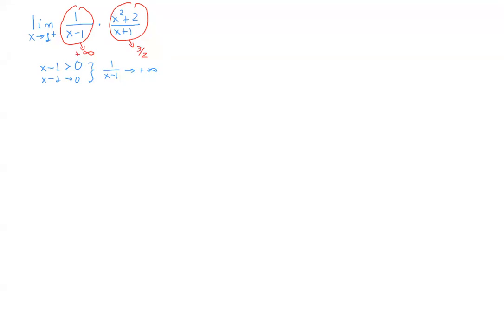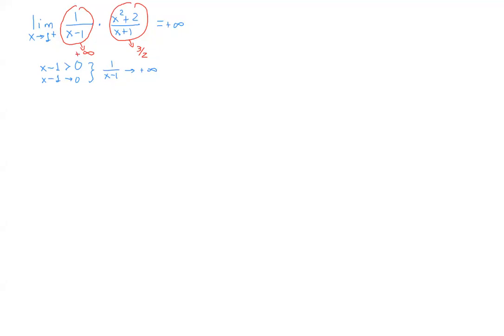The one quantity approaches really, really large numbers, 1 over x minus 1, and the other quantity approaches just positive numbers close to 3/2. So their limit will be positive infinity.